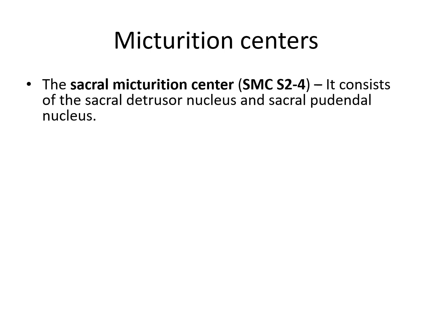Now the micturition centers. There are several centers for micturition. The primary one is the sacral micturition center, composed of S2, S3 and S4. It consists of the sacral detrusor nucleus and sacral pudendal nucleus. The sacral detrusor nucleus supplies the detrusor muscle by parasympathetic nerve fibers, whereas the sacral pudendal nucleus supplies the external urethral sphincter by the pudendal nerve.